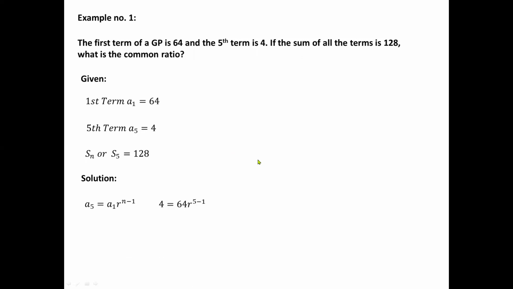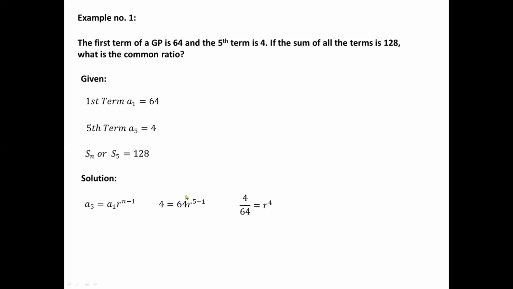So let's substitute. Ang n natin is equal to 5. Bakit? 5 lang yung term eh. Mula first term lang hanggang panglimang term. So 5 lang yung involved. So 5 minus 1. Okay? So 4 is equal to 64 times r to 5 minus 1.